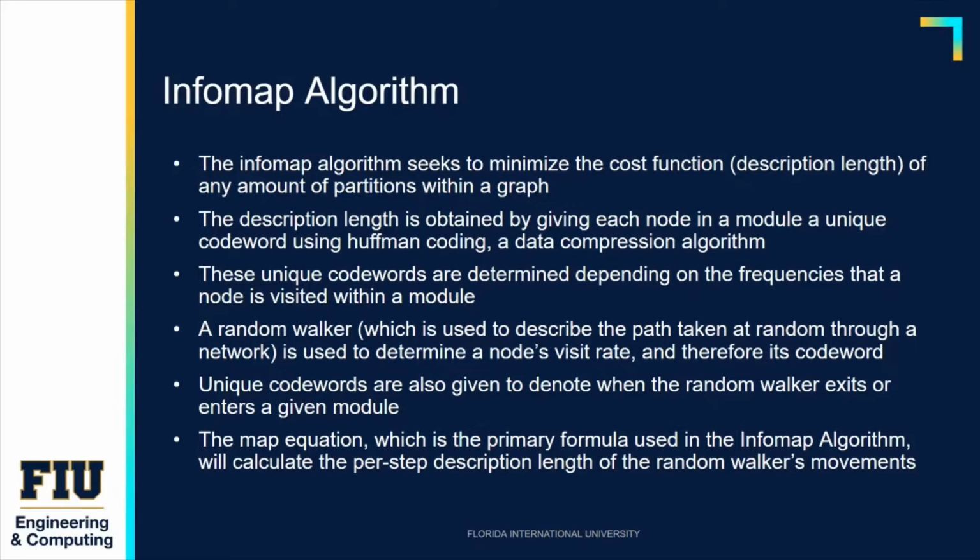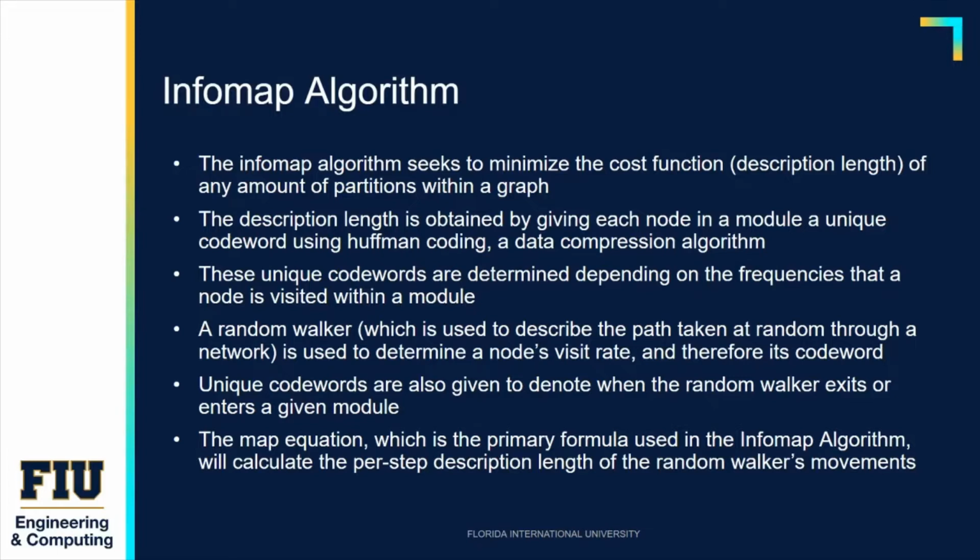Essentially, the description length is obtained by giving each node in a module a unique code word using Huffman coding, which is a data compression algorithm, and that's something else we will explain in more detail later in the video. These unique code words are determined depending on the frequencies at which a node is visited within a module. Notice I say module and not graph. You are determining the frequencies at which a node is visited within a module, since you are trying to partition the graph into different modules, trying to see which amount of partitions would return the minimum cost function.